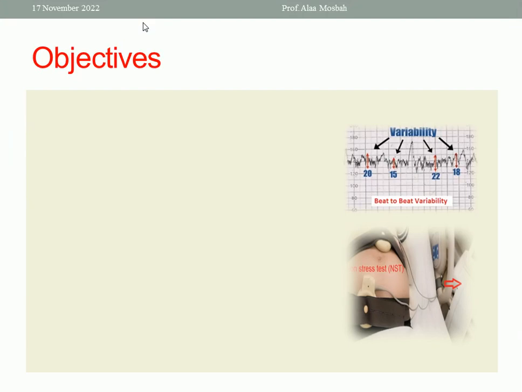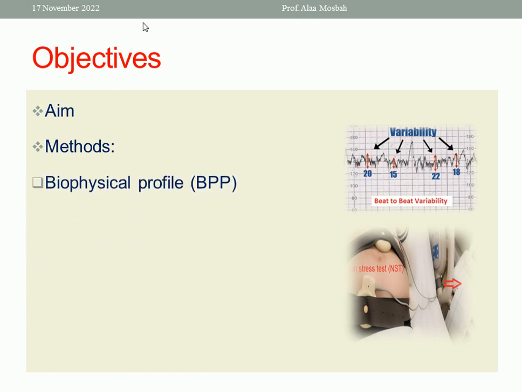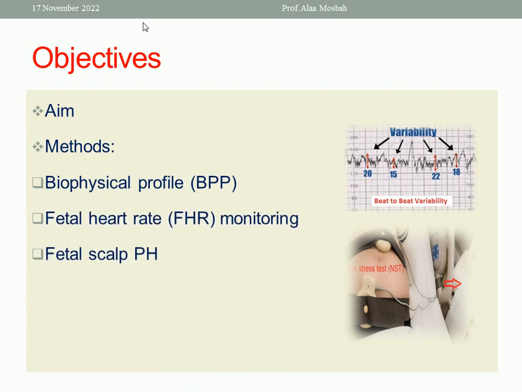So, what are we going to discuss? The aim of intrapartum fetal assessment and the methods. We have 4 methods available for fetal assessment during labor: the biophysical profile, the fetal heart rate monitoring, the fetal scalp pH, and the fetal pulse oximetry. This is our target in this lecture.